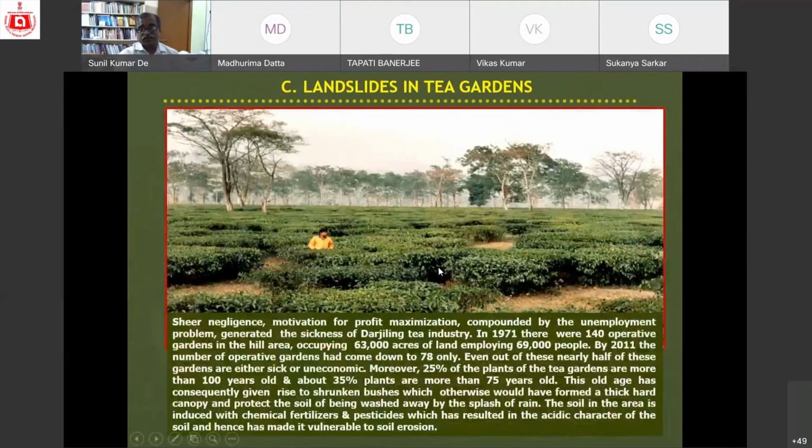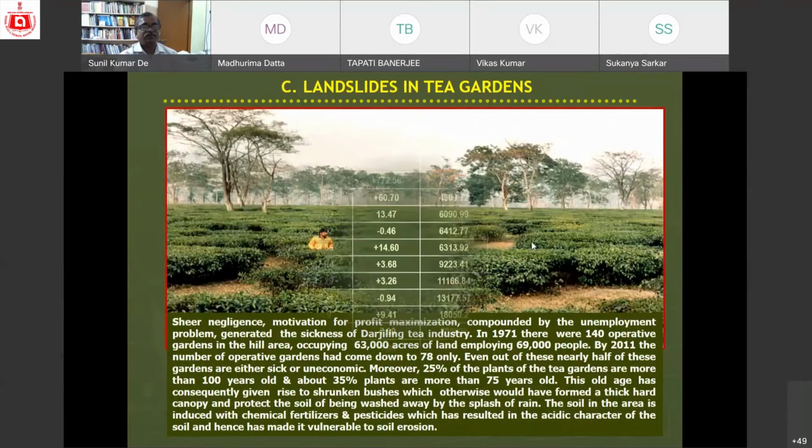Tea garden usually stabilizes the slope. But after 1991, poor maintenance of the tea gardens is causing different types of problems. You see, there are foot tracks along this. This area has been barren.